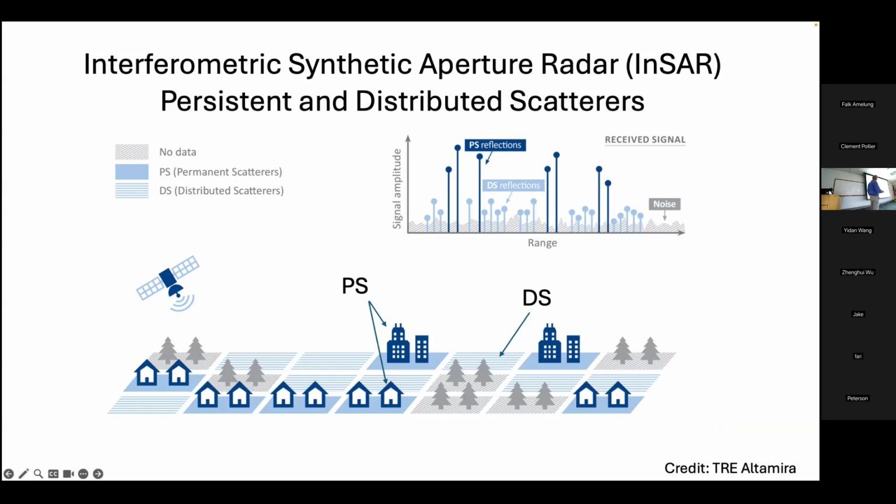Persistent scatterers provide the strongest signal. Then we have the distributed scatterers. Within one distributed scatterer, the signal gets reflected from multiple locations, multiple objects within this pixel size, and for this satellite it is 5 by 20 meters. And then we have areas where InSAR doesn't work, where we have vegetation or the ground changes, and we don't get any measurements.